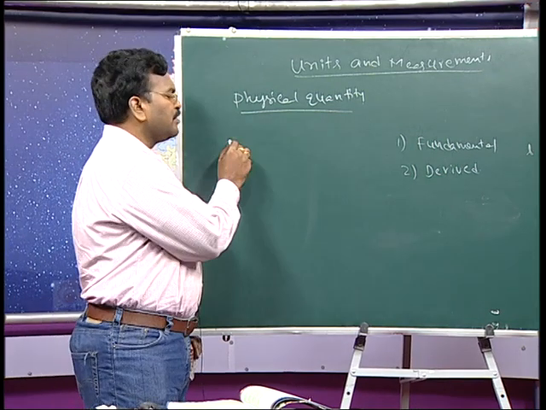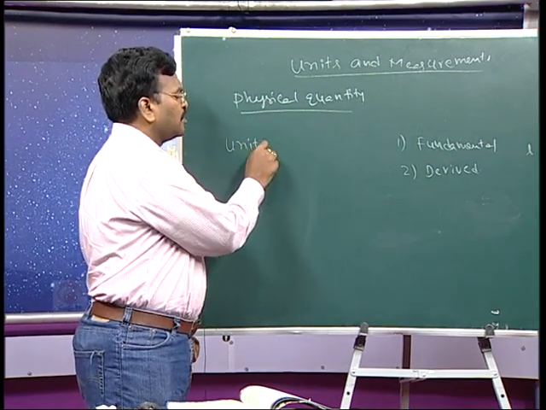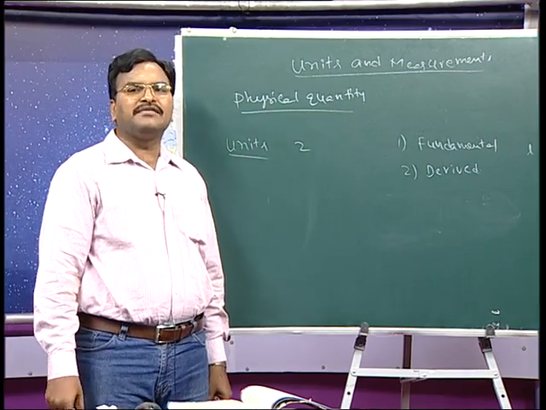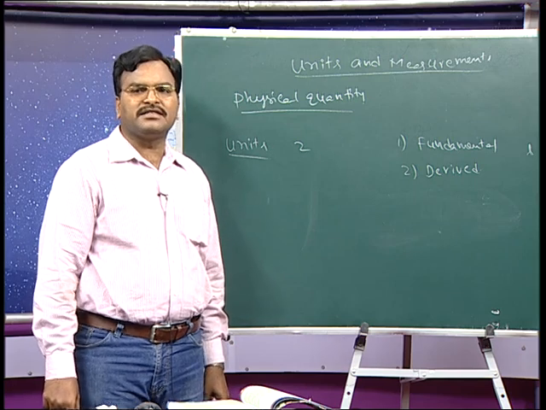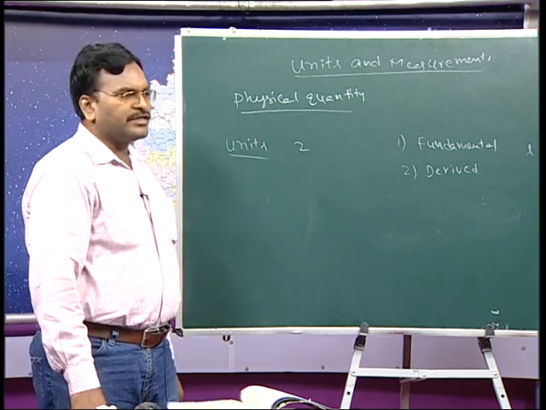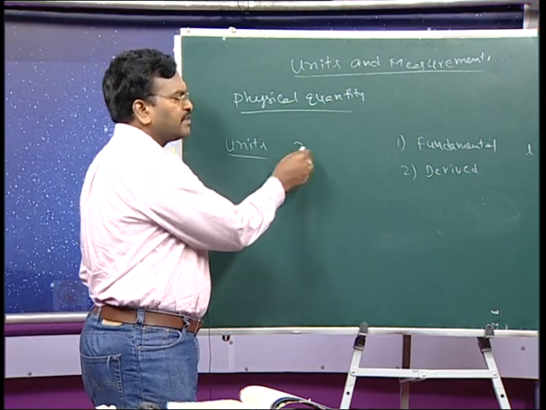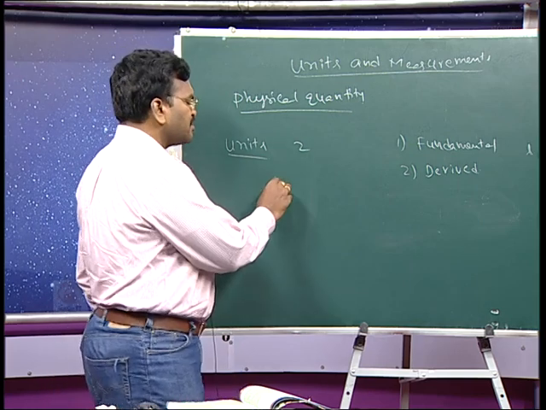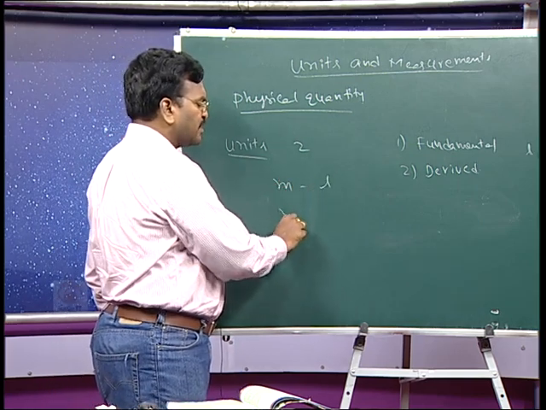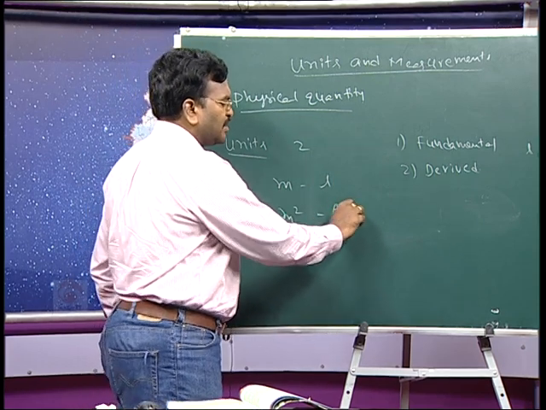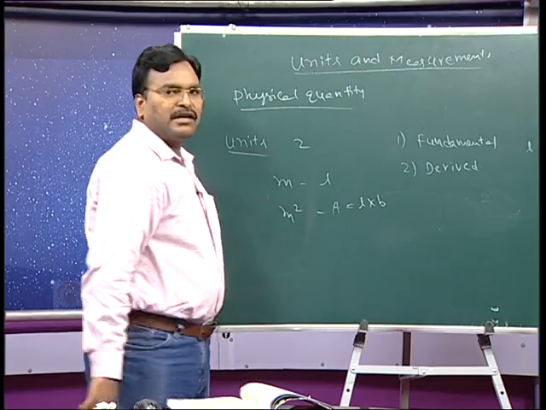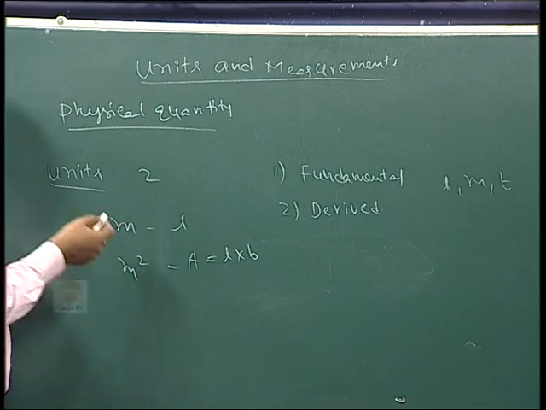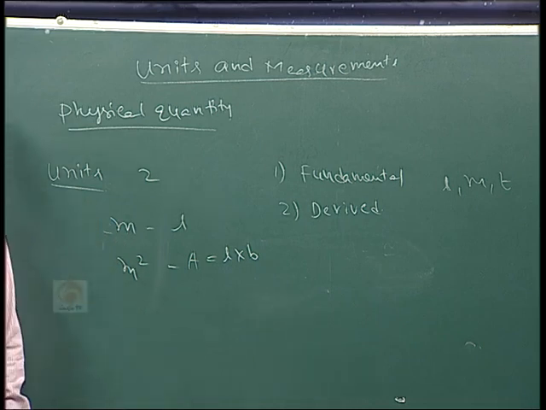Units are also divided into two parts. Unit means standard quantity. To measure any physical quantity, a standard of the same quantity is essential, and that standard quantity is called a unit. These units are also divided into two groups: fundamental units and derived units. Meter is used to measure length, but meter square is used to measure area. Area is length into breadth, and the unit of both length and breadth is meter. So meter is a fundamental unit, but meter square is a derived unit.